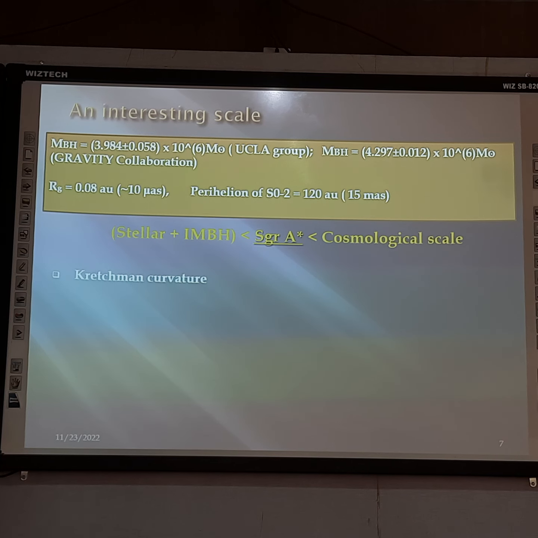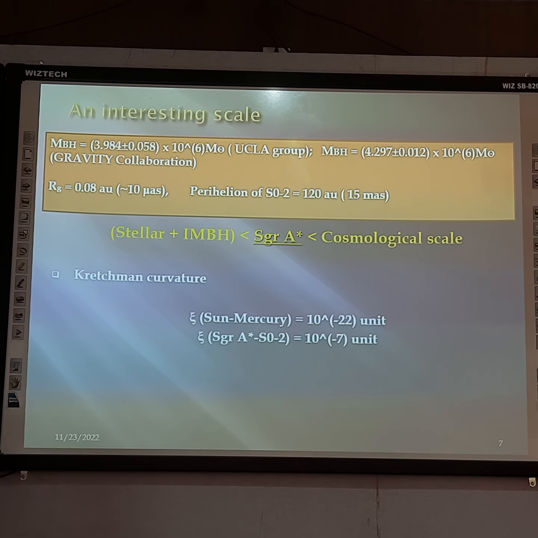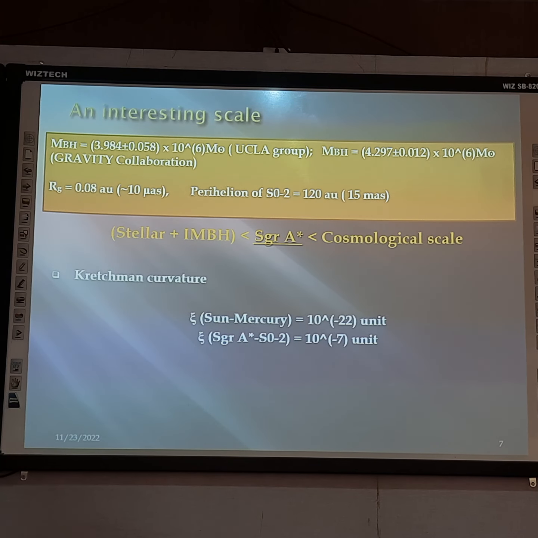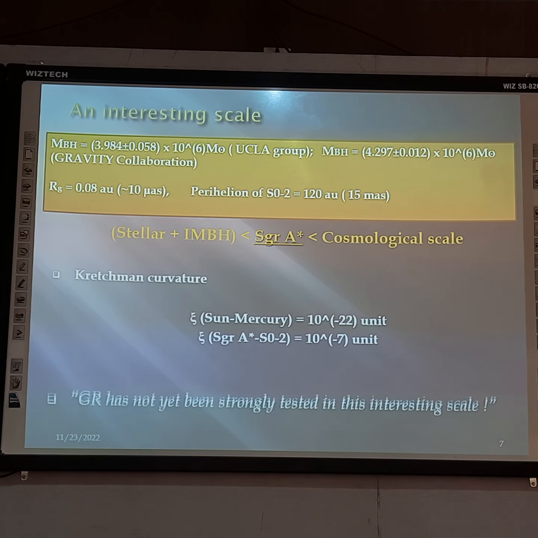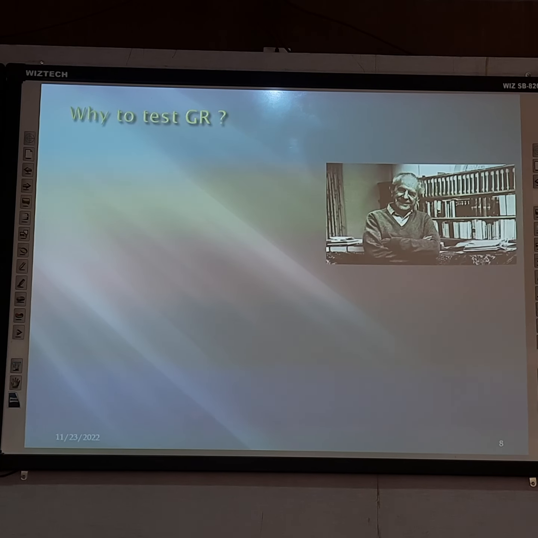If we calculate the Kretschmann curvature in differential geometry, we can feel the situation. For the Sun-Mercury system, the Kretschmann curvature is around 10 to the power minus 22 in the unit. And if we calculate the Kretschmann curvature near the black hole by taking S2's orbit, it's something like 15 orders of magnitude larger than the curvature of space-time we realize in the solar system. So it is a new platform for us to test gravity. And it has not been strongly tested at this interesting scale. So we have a lot of potential.